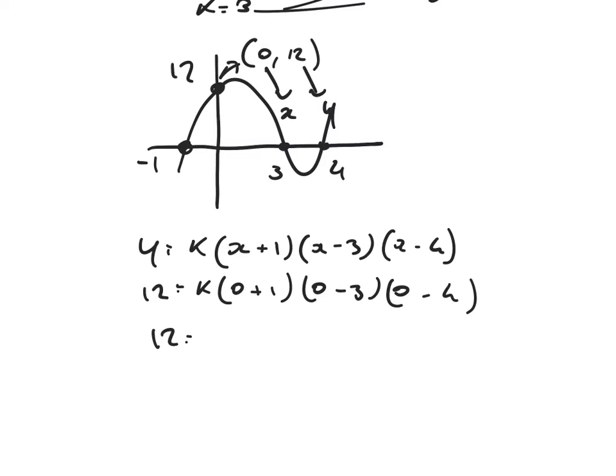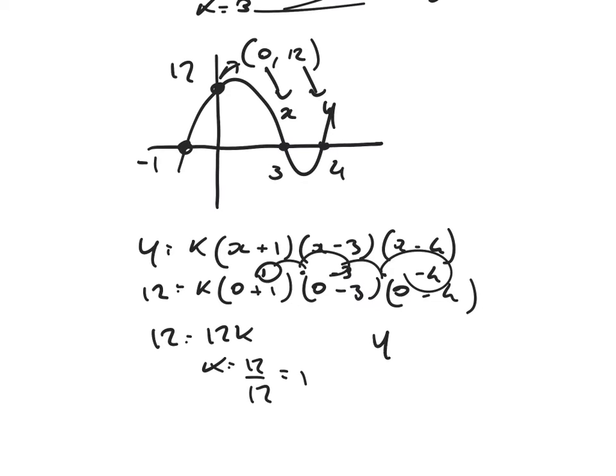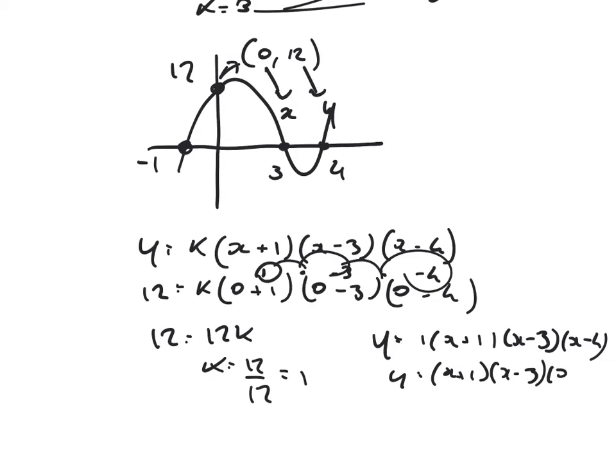Okay, so 0 plus 1 is 1, multiplied by 0 minus 3 is minus 3, multiplied by 0 minus 4 is minus 4. 1 times minus 3 is minus 3, times minus 4 is plus 12. So 12 equals 12k, k equals 12 over 12, and k is equal to 1. So the final function then is 1 bracket x plus 1 bracket x minus 3 bracket x minus 4. We don't need that 1 at the front, so just write it as x plus 1 bracket x minus 3 bracket x minus 4.